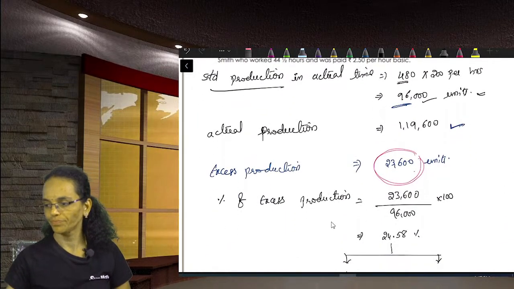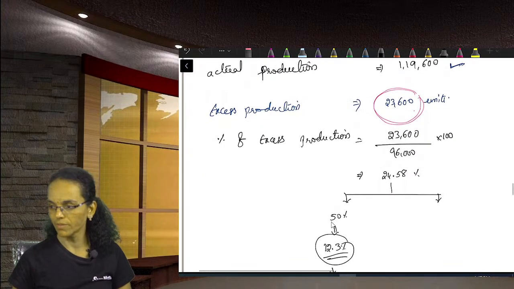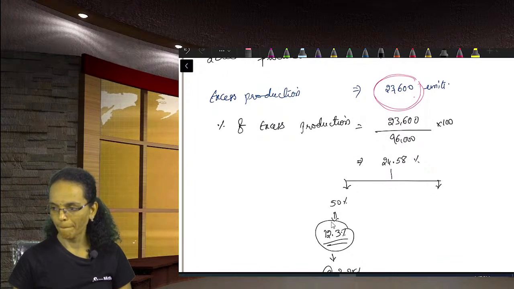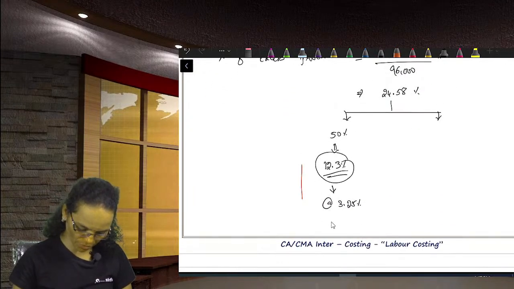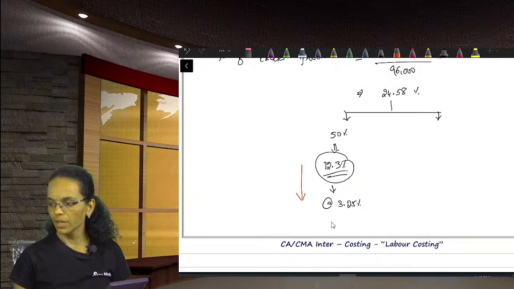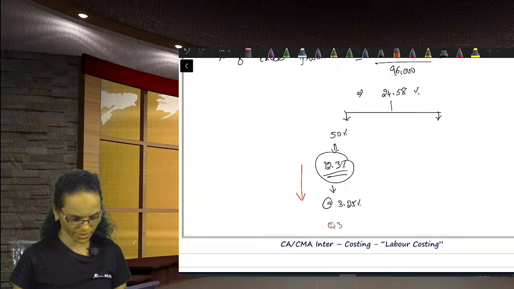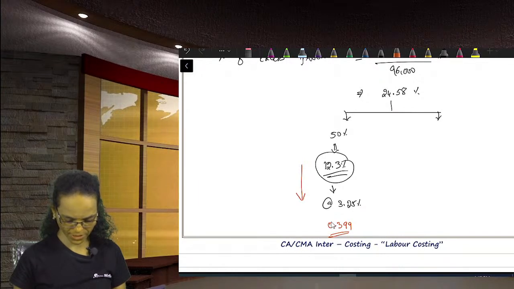This one is given. Bonus rate is this one. Bonus rate in terms of the amount, I can say, 3.25 into 12.3% per hour, that is 0.399. This is the amount per hour.